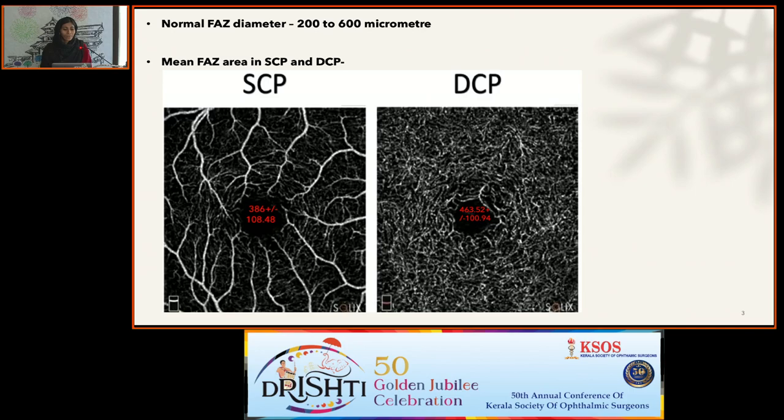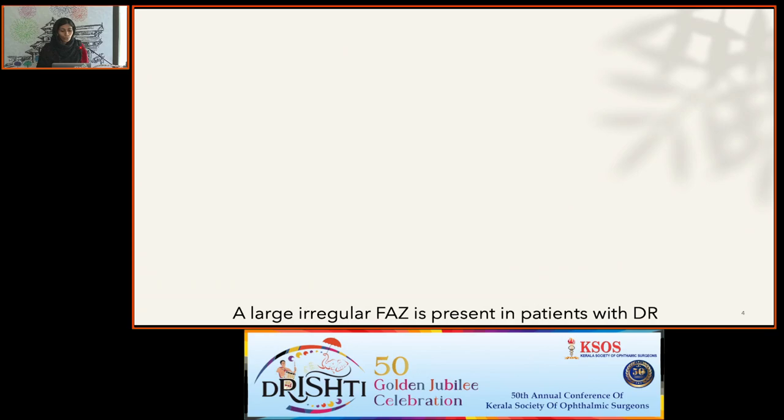Normal foveal avascular diameter varies between 200 to 600 micrometer. Mean foveal avascular zone area in superficial capillary plexus is 386 micrometer square and in deep capillary plexus is 463 micrometer square. Due to capillary occlusion, a large irregular foveal avascular zone is present in patients with diabetic retinopathy.